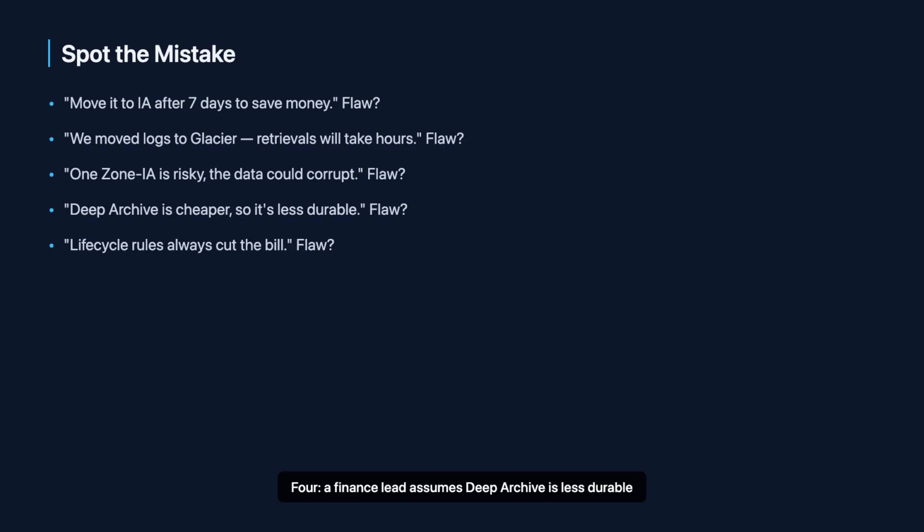4. A finance lead assumes Deep Archive is less durable because it's cheaper. The flaw: durability is 11 nines across every class, full stop. And 5. An engineer claims lifecycle rules always cut the bill. The flaw: aggressive rules that ignore the minimum durations can actually raise it.